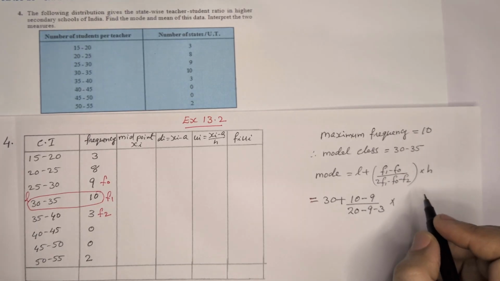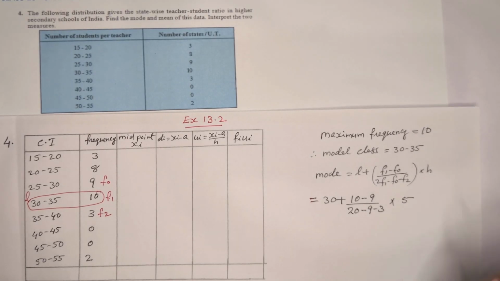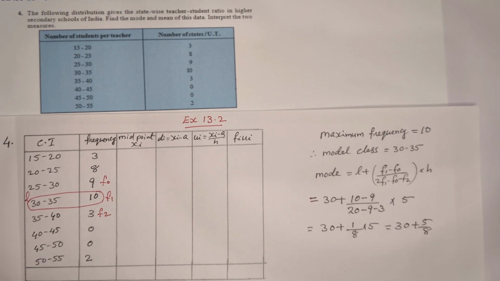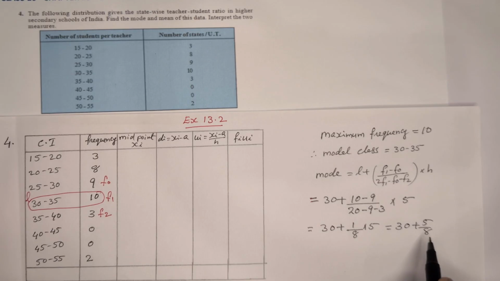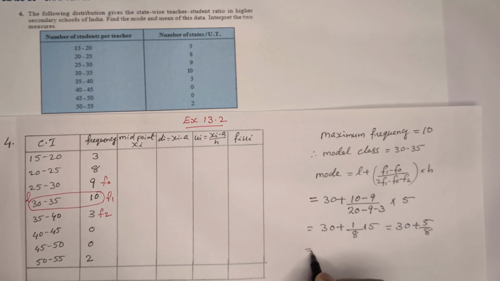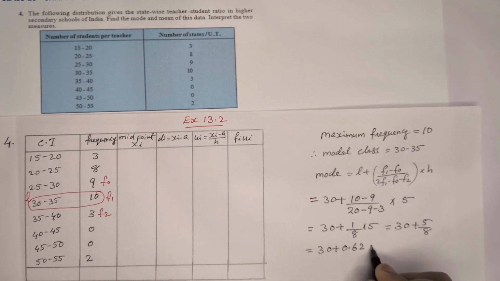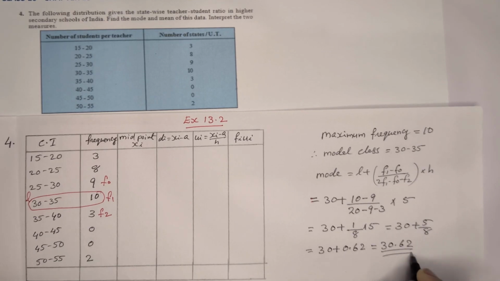That into 5, which is equal to, so 10 minus 9, that is 1 by 8 into 5 by 8, which is equal to 30 plus 5 by 8 is 0.62, which is equal to 30.62. That's the mode. Now we have to calculate the mean.